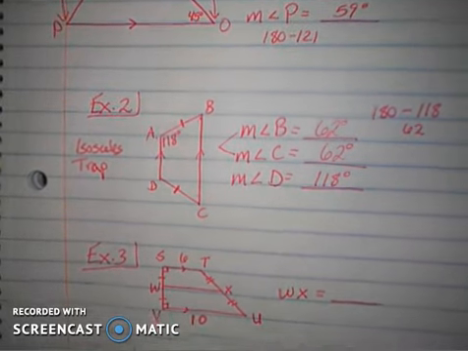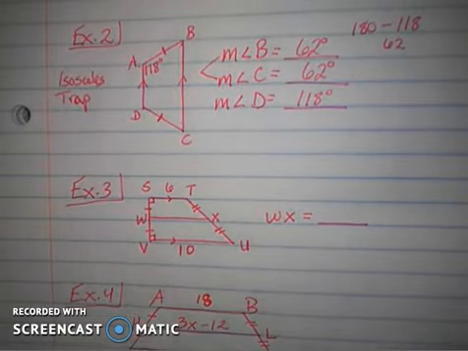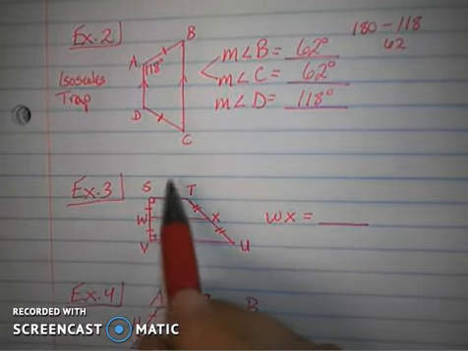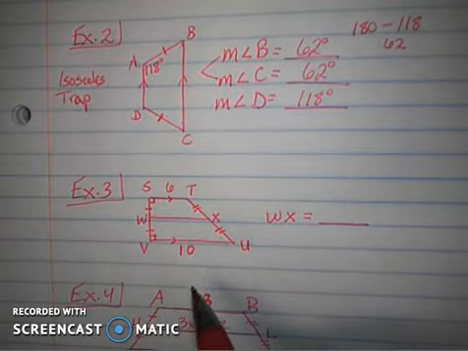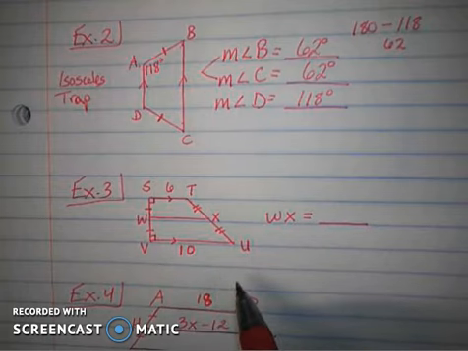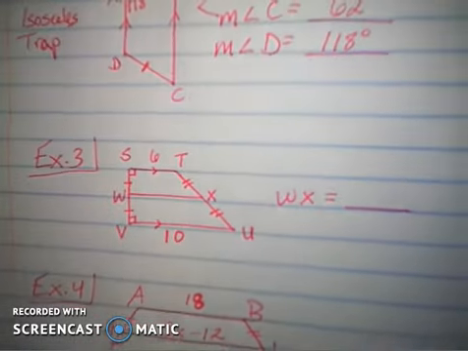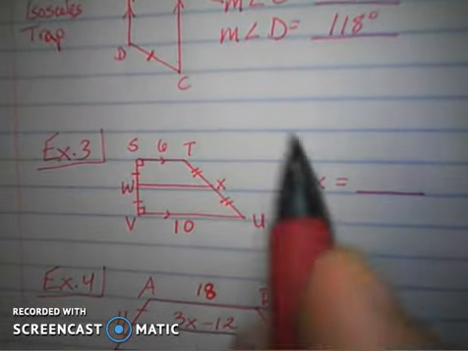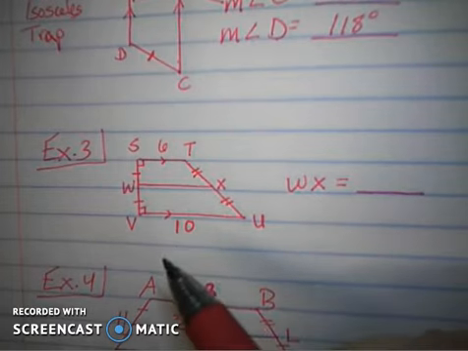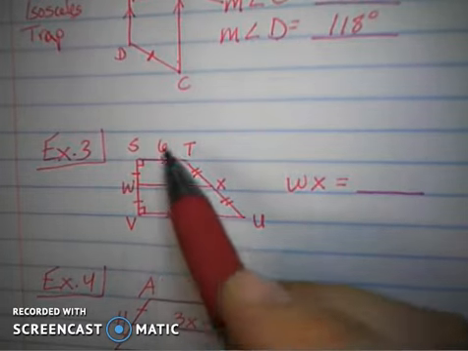Okay, that leads us to example 3. Go ahead and pause the video to give yourself time to copy this down. All right, I'm going to zoom in a little bit. Maybe that makes it a little bit easier to see. Here we are given a trapezoid.